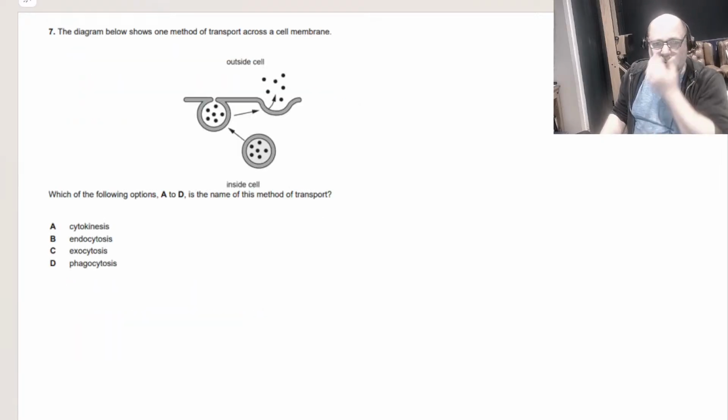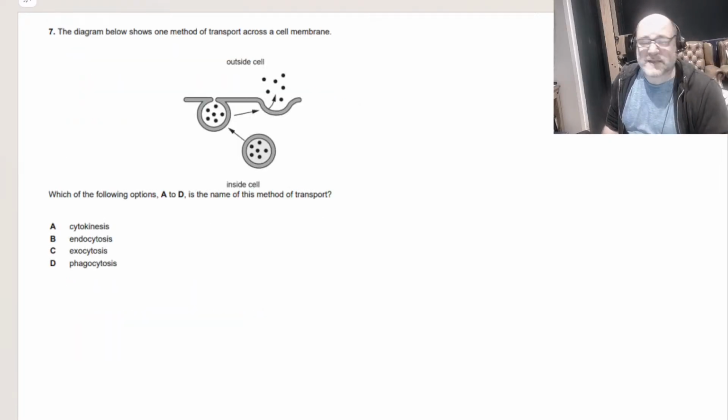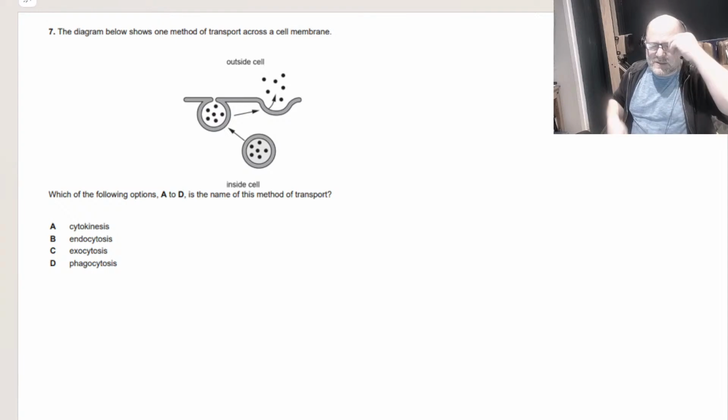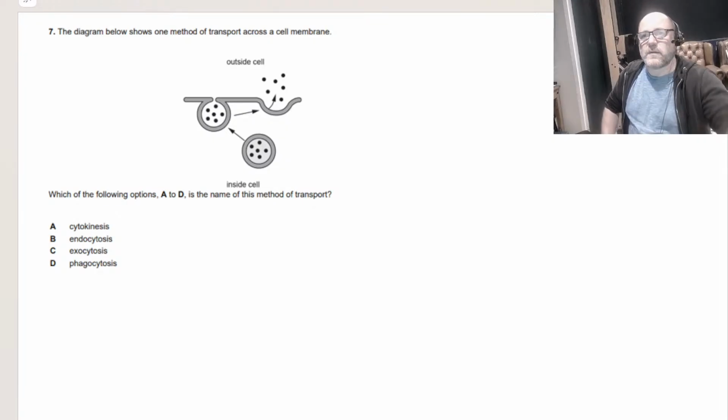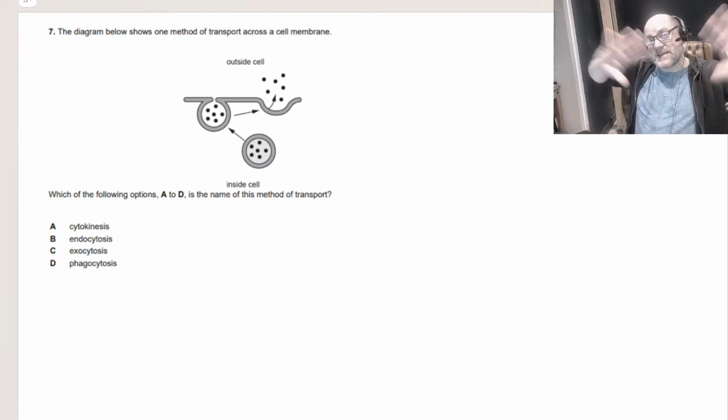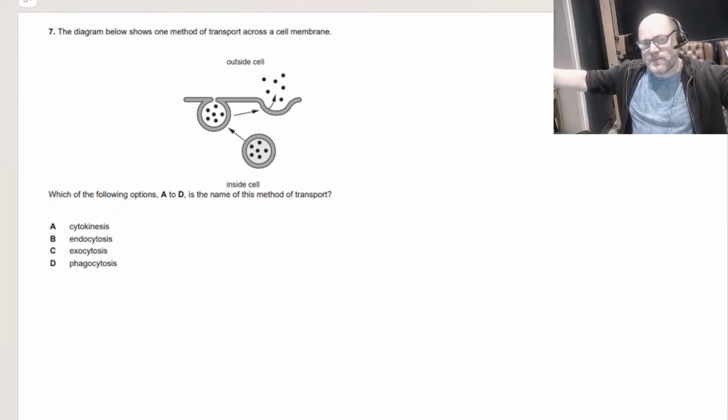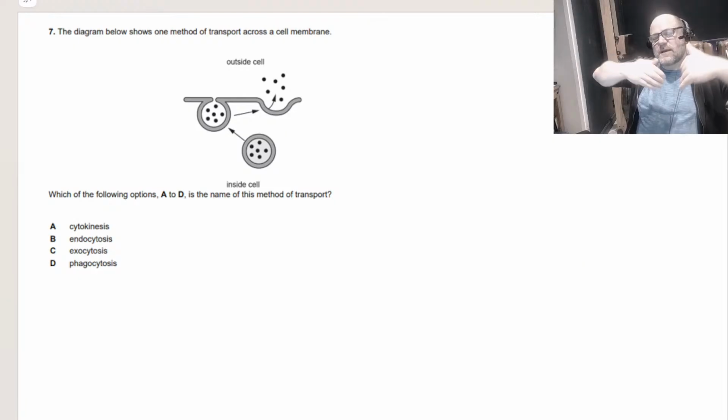Let's do a couple more of these. I haven't talked about exocytosis and endocytosis. They're not that big on that in the A-level syllabus anymore. Endocytosis and exocytosis. We're not too big on that in AQA or OCR too much. Exocytosis, exit, means leaving the cell, and endocytosis means coming into the cell.